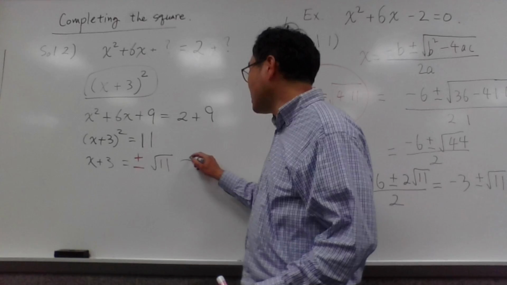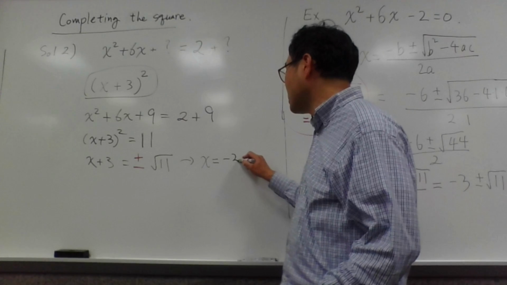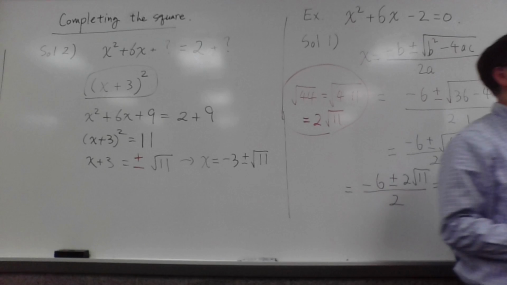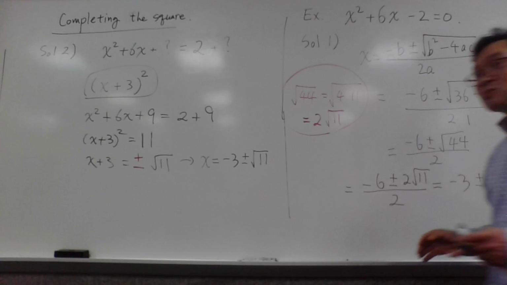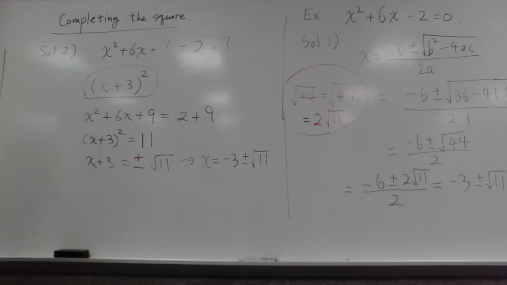And then finally, the answer is you subtract 3 both sides, and you get x equals negative 3 plus or minus square root of 11. Let me compare these two answers. Are they the same? Two methods gave us the exact same answer. That's good, okay? Because math should always give you the same answer regardless of the method you do.